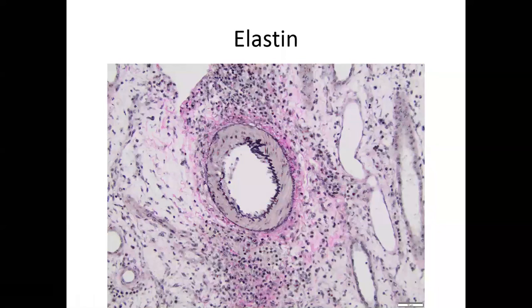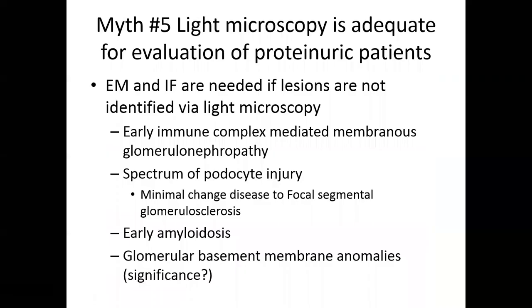This is an example of an elastin. This was actually a transplant cat that came from Penn. And we have discontinuity of the internal elastic lamina. And we have a lot of inflammation around this vessel. So I was worried about injury to this arcuate caliber blood vessel in this particular specimen.